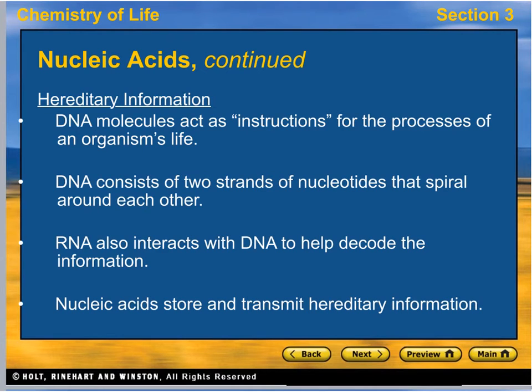Now, hereditary information comes from DNA molecules because these act as instructions for the processes of an organism's life. DNA contains 2 strands of nucleotides that spiral around each other, and then the RNA also interacts with the DNA to help decode the information. So nucleic acids store and transmit the hereditary information, and it's this information that will be passed down.